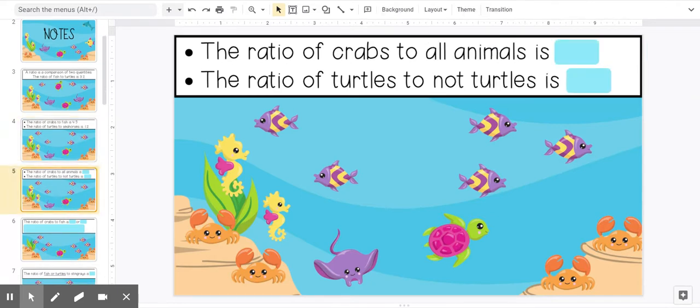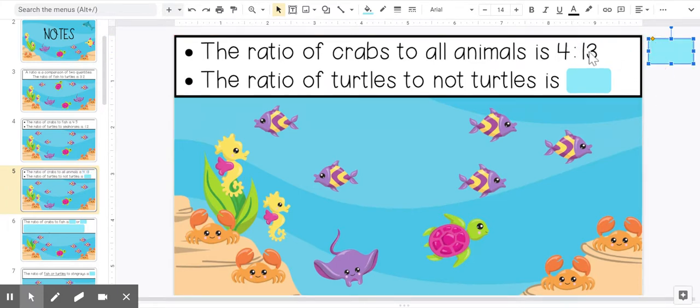The ratio of crabs to all animals. Let's count the crabs first. 1, 2, 3, 4. All animals. Do I count the crabs? Yep. Crabs are part of all of these animals. 1, 2, 3, 4, 5, 6, 7, 8, 9, 10, 11, 12, 13. 4 crabs compared to 13 total animals.